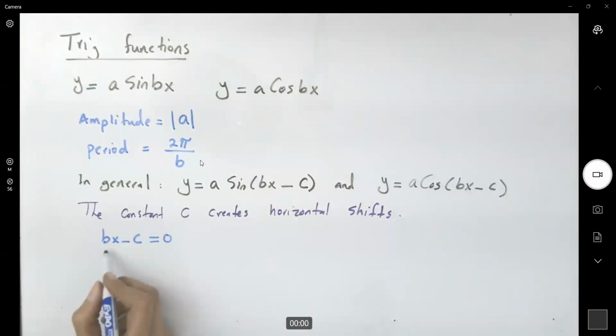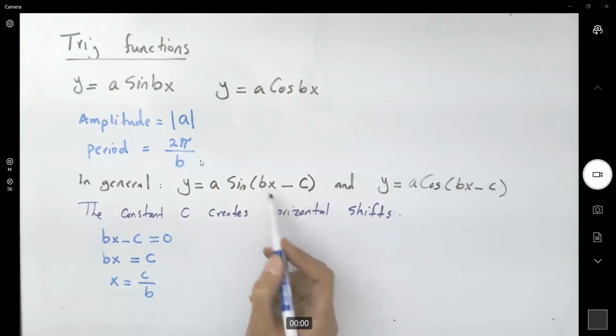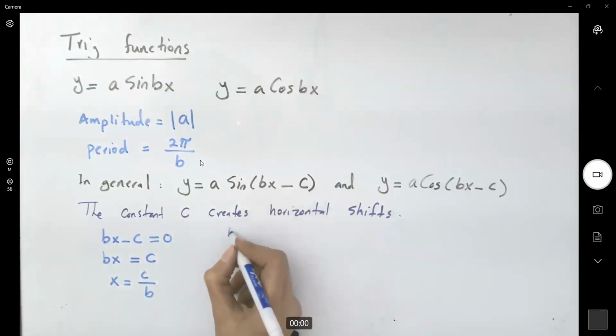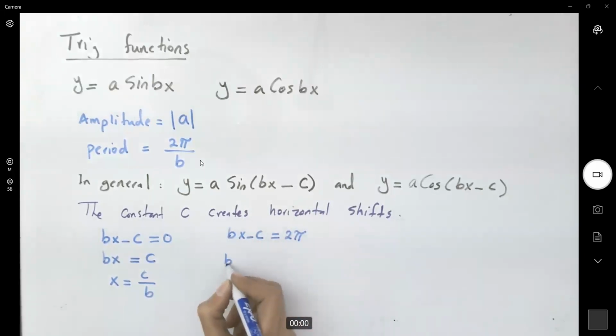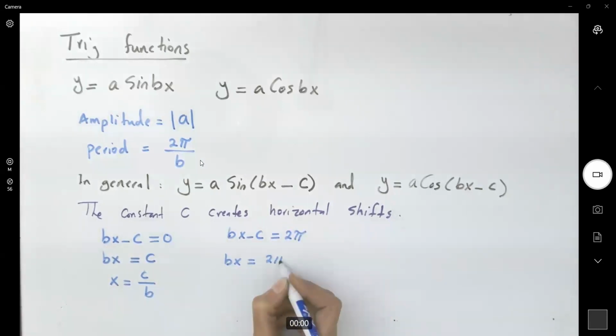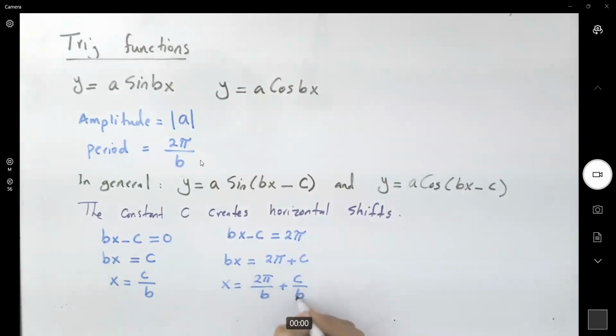Let's go back to algebra. Isolate x. So you're going to get bx equals c, or x equals c divided by b. Also, it can be equal to 2 pi. Am I right? So bx minus c can be equal to 2 pi. Or bx can be equal to 2 pi plus c, or x can be equal to 2 pi over b plus c over b.